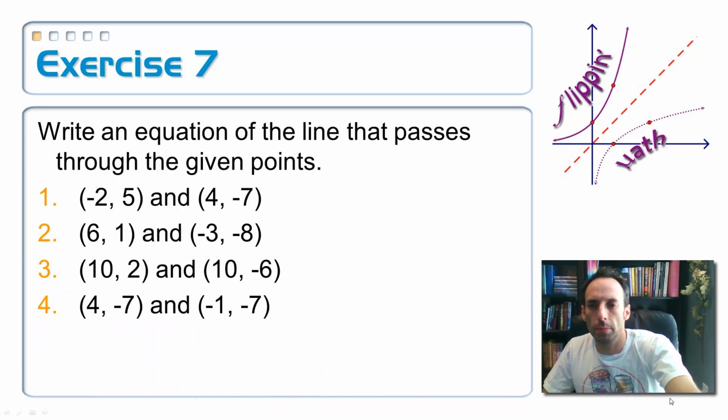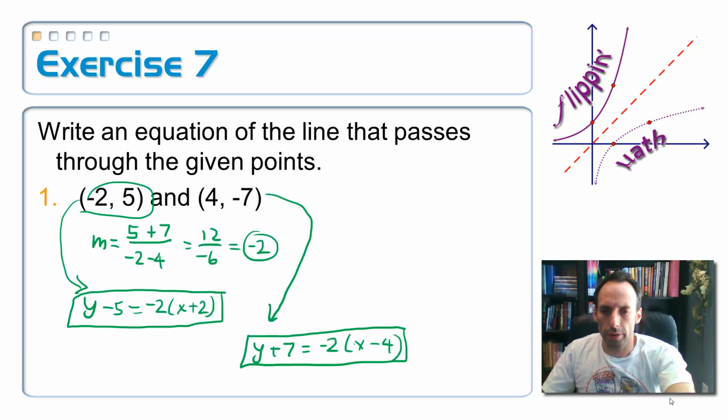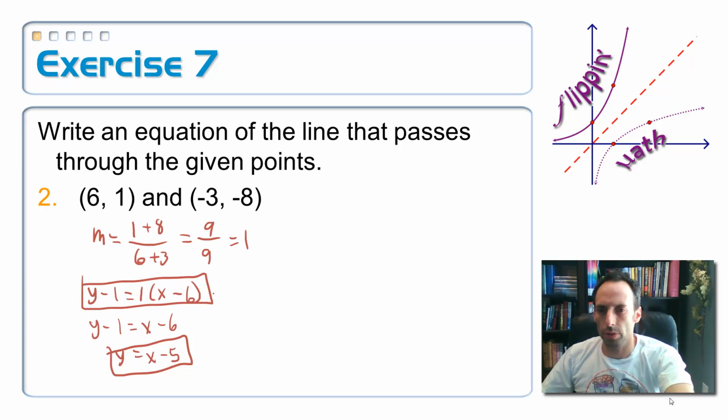Okay, so let's see what you came up with. We already did that one together. Here's number 2. Found the slope. It was 1. Put it in point slope form with the first point. You could have stopped there. I went ahead and put it into slope-intercept form. Maybe you did the same thing. Got y equals x minus 5.